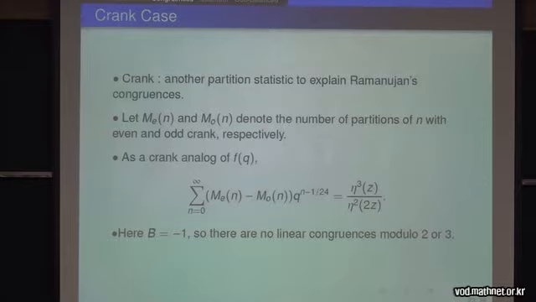And then besides the partition rank, there is another partition statistic we call the crank of a partition. For the crank, we can also think about the difference between the number of partitions of n with even and odd crank. Each generating function is also an eta quotient, and this time b is again minus 1. So there is no linear congruence modulo 2 or modulo 3.